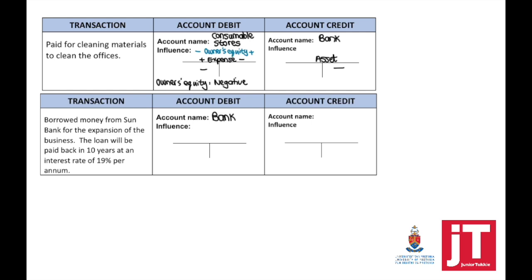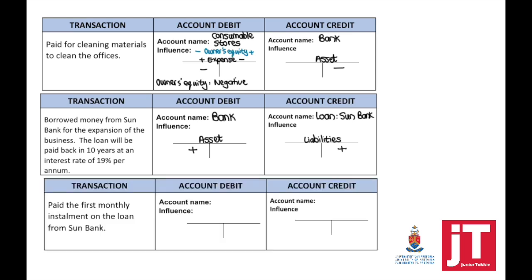That's why bank is going to be debited. Why did the business receive money? We borrowed money from who? From Sun Bank. And that's why we're going to say loan, and we have to name the name of the bank. Bank is regarded as an asset, which means our assets will increase, our bank balance is going to increase. Loan is regarded as a liability, and liabilities will now increase because we owe that money to Loan Sun Bank.